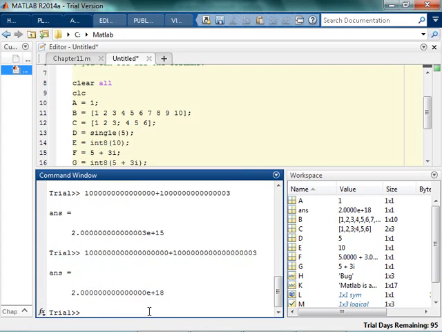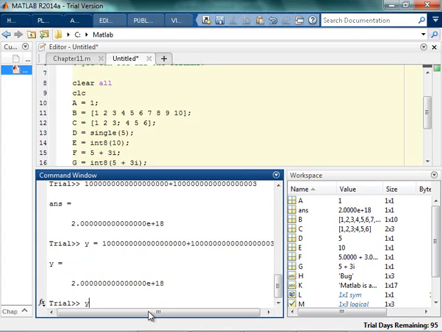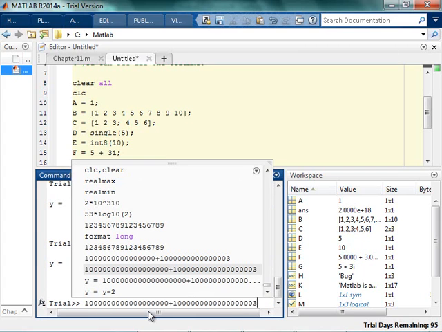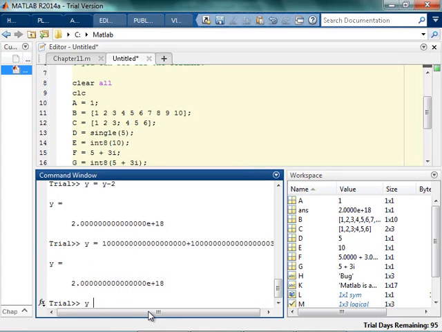I don't know if I've given you the best example, but if I say y equals y minus 2, then I should get that teeny weeny, oh, not 2. Let's do this. y equals y minus 2 times 10 to the 18. See, I actually get 0. I don't get that teeny weeny number.